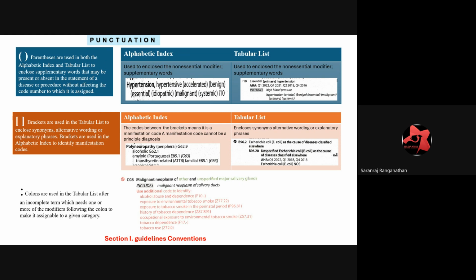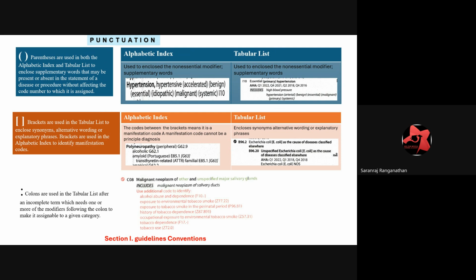So when you see the bracket, I need to go and see in the tabular list. If the same bracket is given in the tabular list, it will give the abbreviation, alternative synonyms. One good example, E. coli. E. coli means Escherichia coli. To indicate the abbreviation of that particular synonym, it will be placed in the bracket. So that is the difference between the alphabetic index and the tabular list for the bracket.